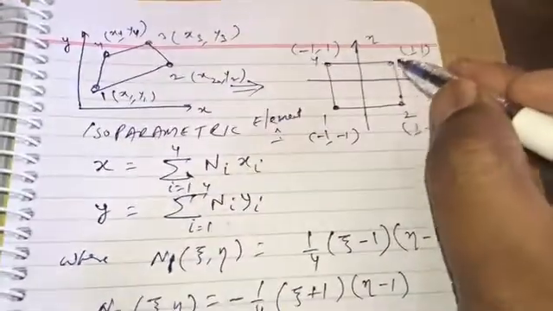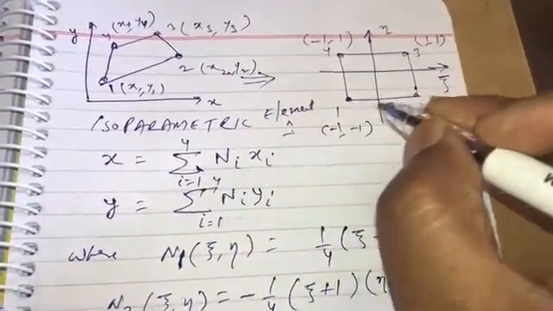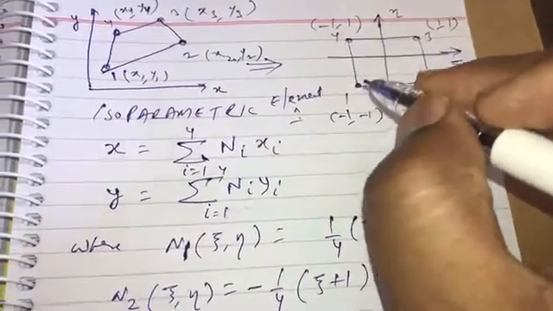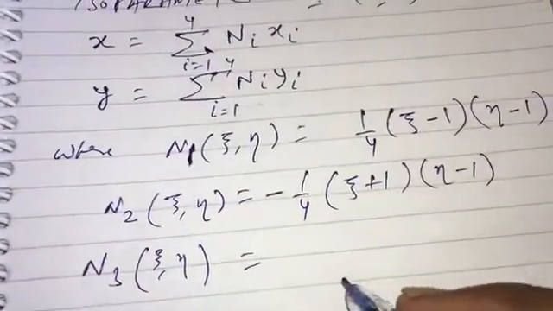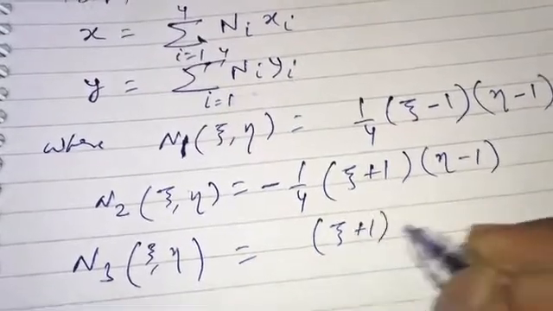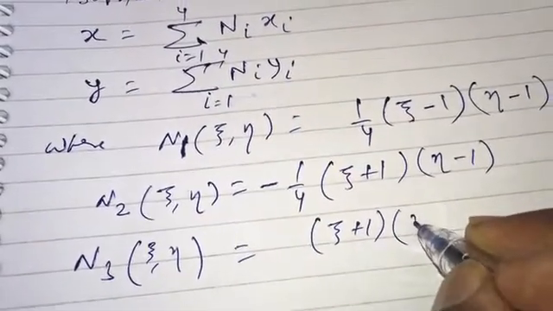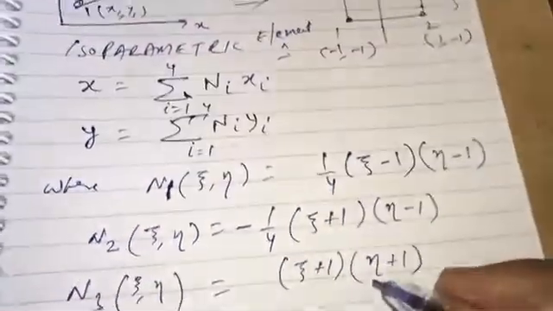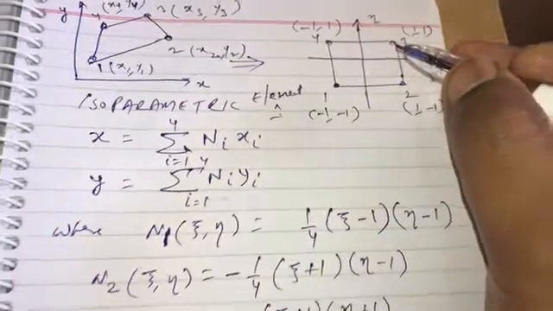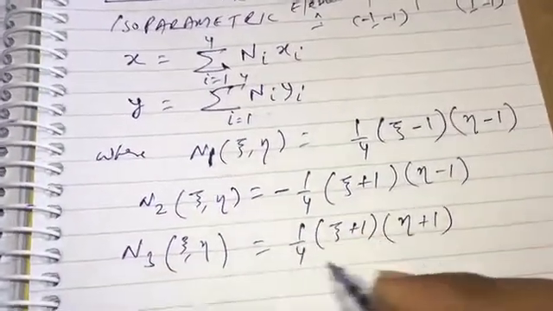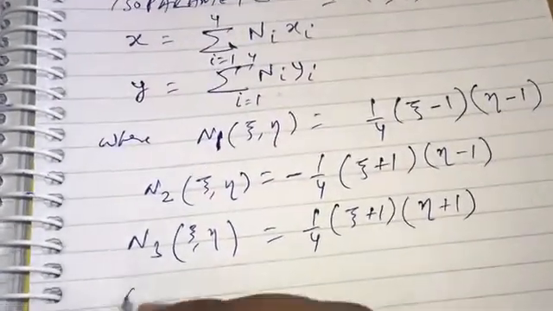N3(xi, eta) will be equal to, here, eta equal to minus 1 and xi equal to minus 1. So we get xi equal to minus 1 and eta equal to minus 1 both, and we know that if you have 1 and 1, you should get 1. So 1 times 1 becomes 4, so divided by 4. So this is what the equation is.